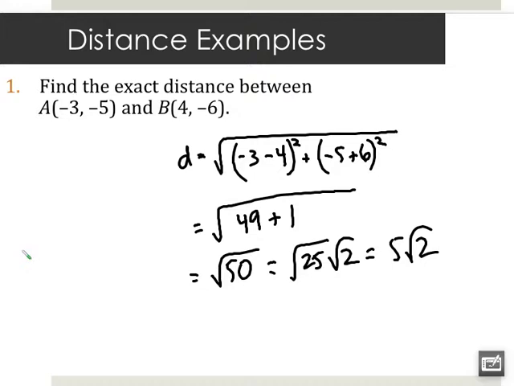Distance is always positive. In this class, the idea of a negative distance doesn't make any sense. That won't always hold true, but for us, distance is always going to be positive. And again, this says exact distance, so you should leave it in this form. When we get into word problems, this isn't going to make any sense. You're not going to go to the store and order 5 square roots of 2 fencing. We're going to convert that to a decimal value.